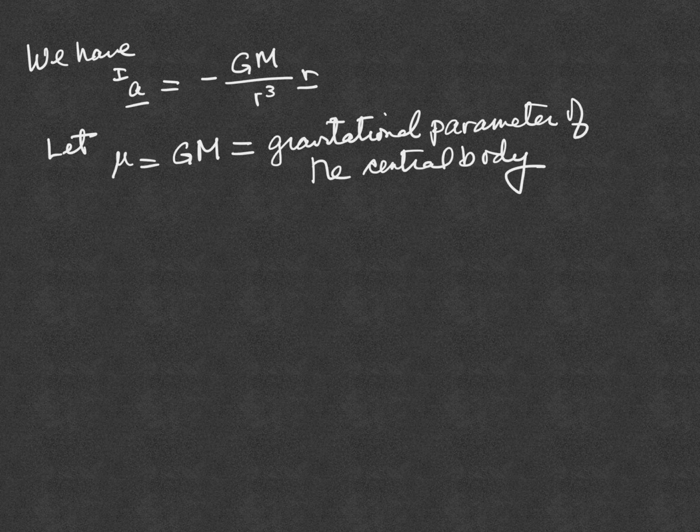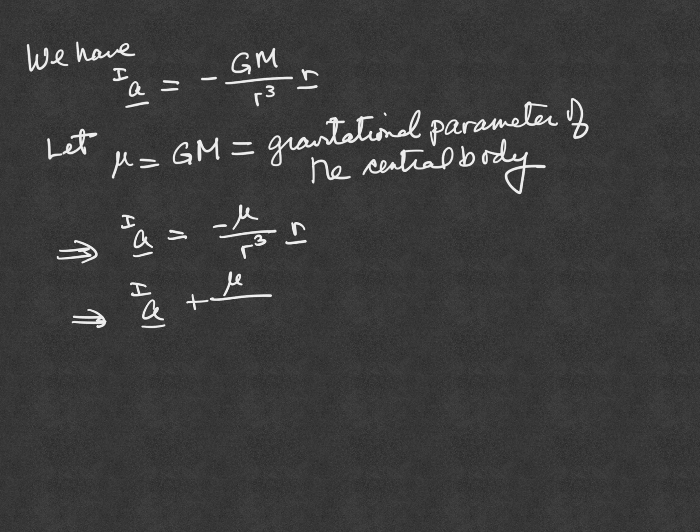So if we just replace GM with mu, we get that AI, which is the acceleration of the spacecraft relative to the planet, is equal to minus mu over r cubed times r, which gives AI plus mu all divided by r cubed times r equals 0. This last equation is what's called the two-body differential equation.